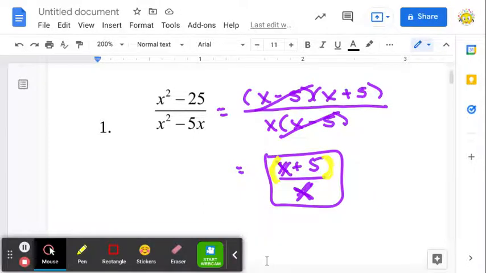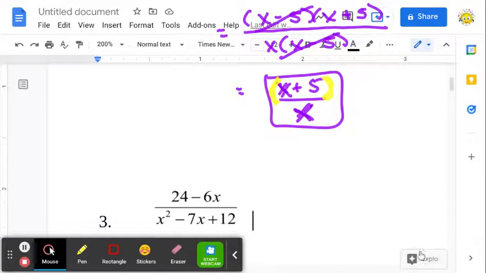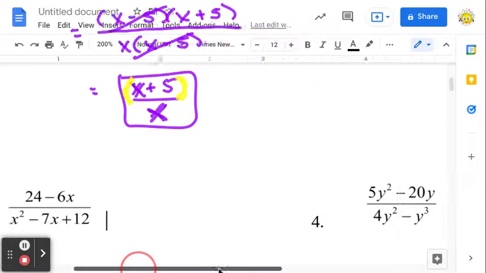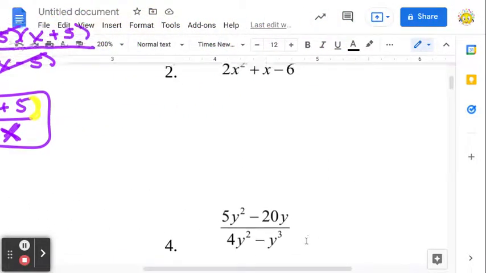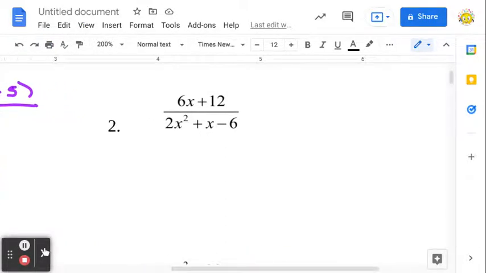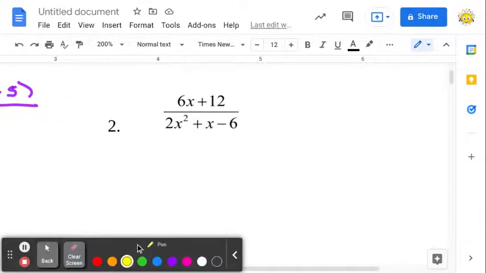Now, let's see if I can. This is a Word document. There it is. Question 2. Get rid of the yellow.